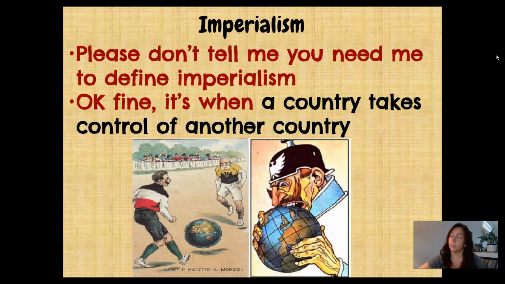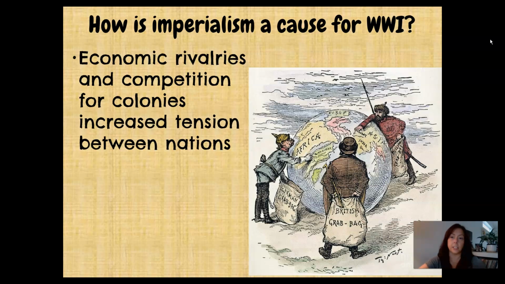All right, imperialism. Please do not tell me you need a refresher on the definition of imperialism. Okay, fine. Very simply put, it's a country taking control of another country. And of course, that is the unit that we just finished. How did it cause World War I? Well, you can probably see how these things overlap.